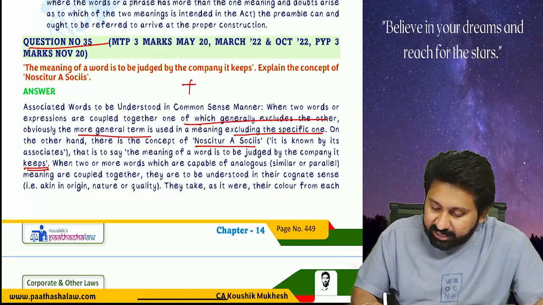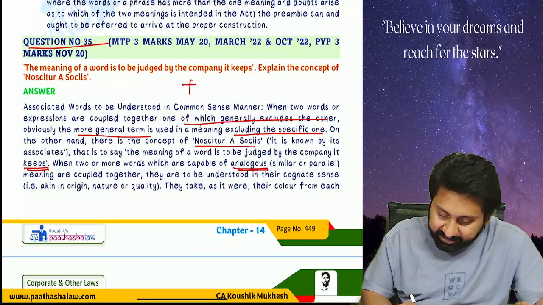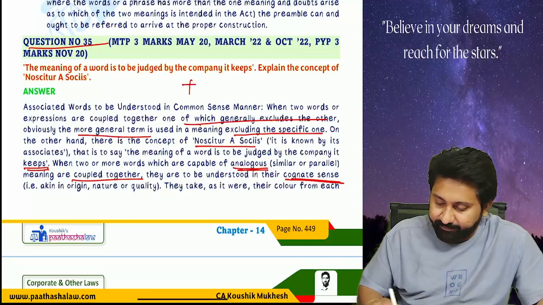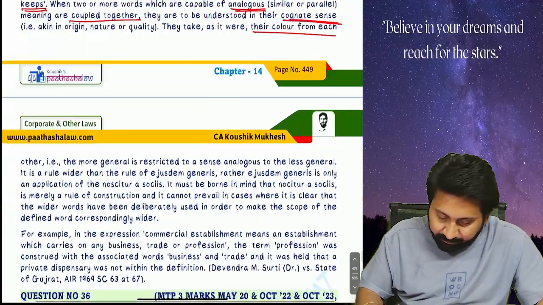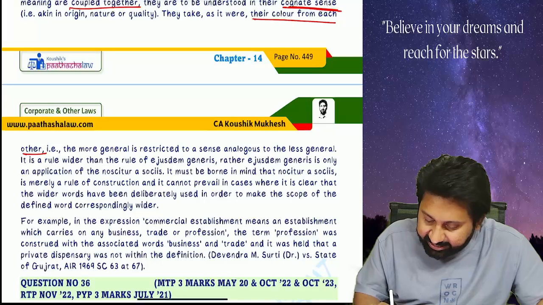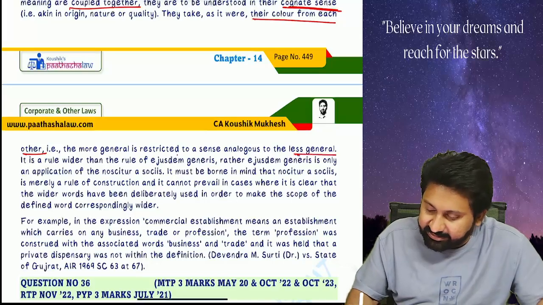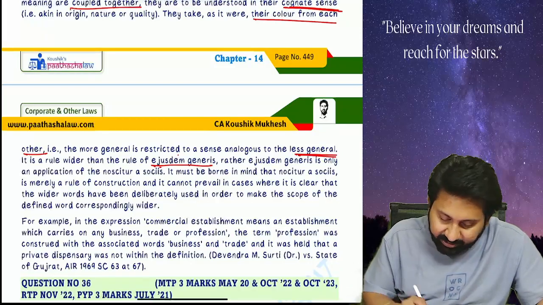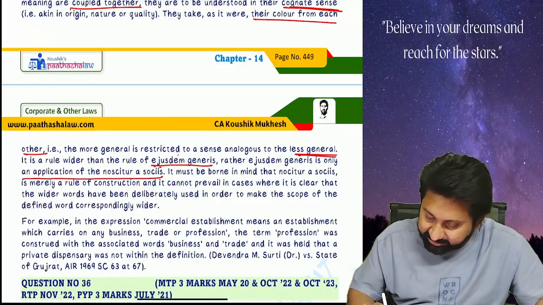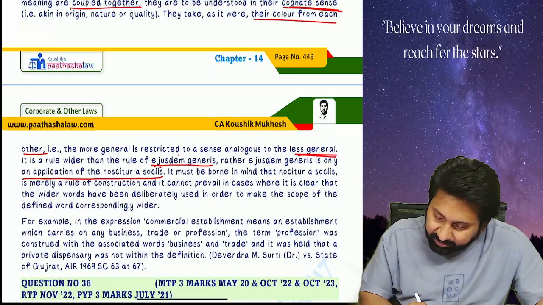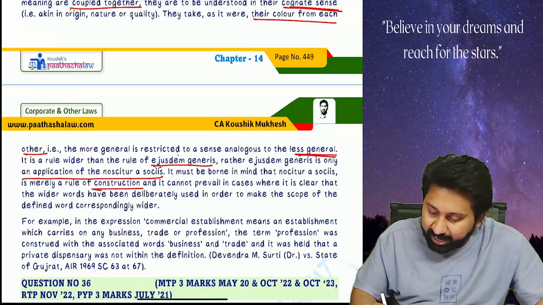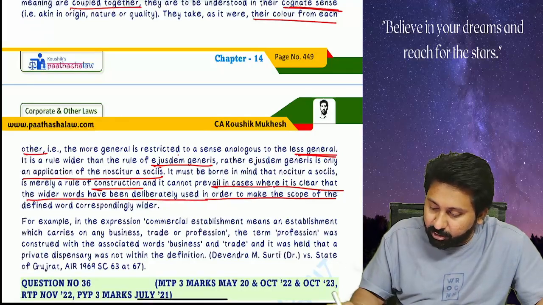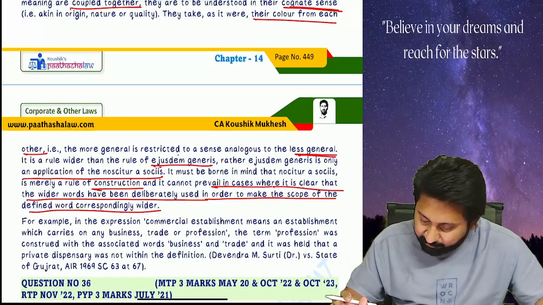When two or more words which are capable of analogous meaning, which are similar to each other, are coupled together, they are to be understood in their cognate sense. They take their color from each other. The more general is restricted to a sense analogous to the less general. It is a rule wider than the rule of ejusdem generis. Rather, ejusdem generis is only an application of Noscitur a sociis. It must be borne in mind that Noscitur a sociis is merely a rule of construction and it cannot prevail in cases where it is clear that the wider words have been deliberately used in order to make the scope of the defined word correspondingly wider.